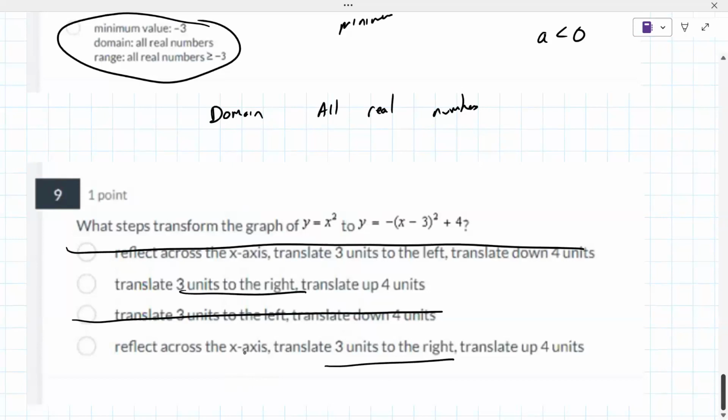Okay, so we're in good shape here. Now, what about this +4 on the outside? What does that tell you? That means we go up 4. Does B say up 4? Does D say up 4? Both do. So that doesn't help. Remember this negative in front, what it does? Reflect over the x-axis. Yes. Wait, let me write that down.